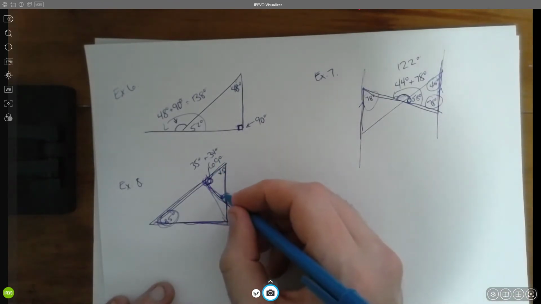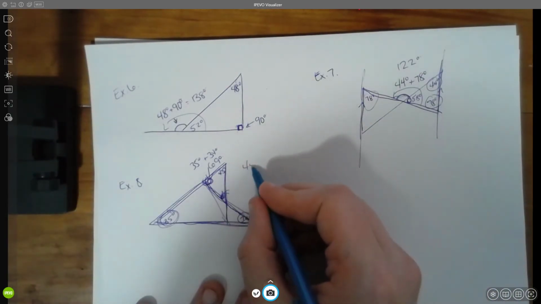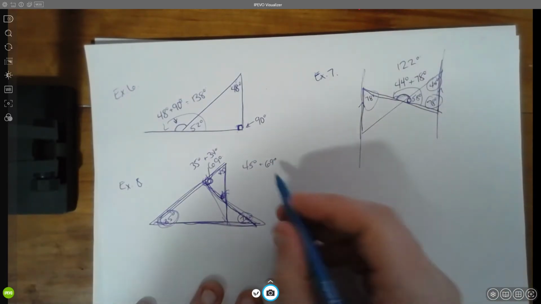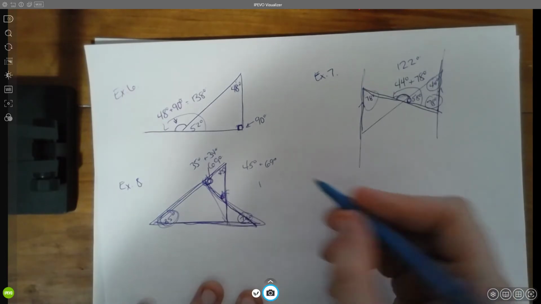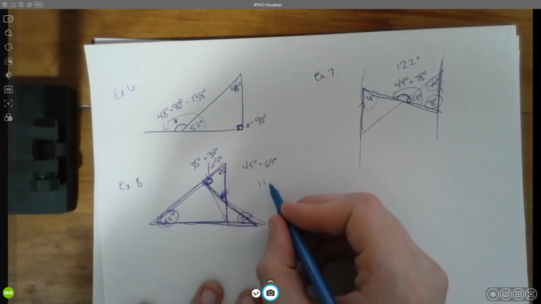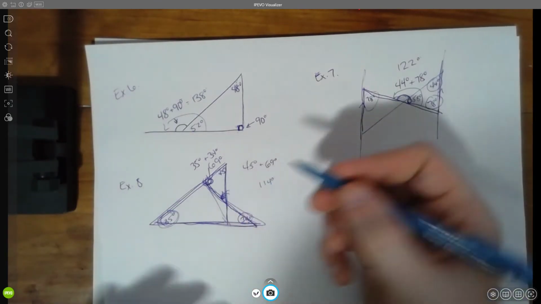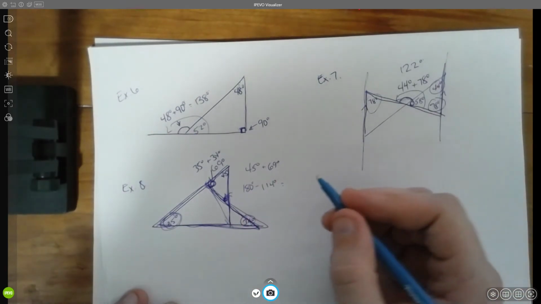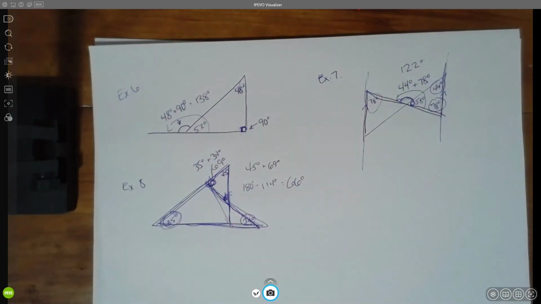Now, this is what we're solving for, though. If I know this is 45 degrees, and I know this is 69 degrees, I add those together, and that gives me 114 degrees. So if I know that information and I know that triangle has to equal 180, I just take 180 degrees, subtract the 114, and I figure out that my missing interior angle is going to be 66 degrees. So that one took a lot of outside the box thinking in order to figure it out.